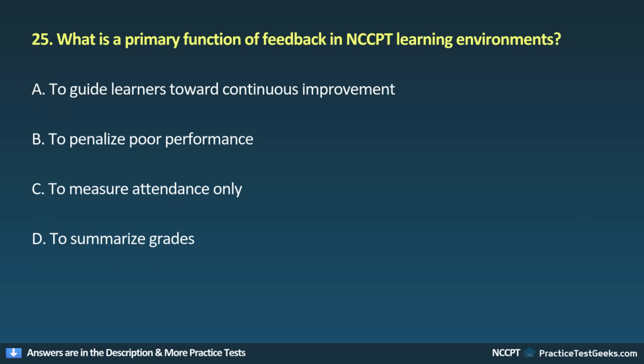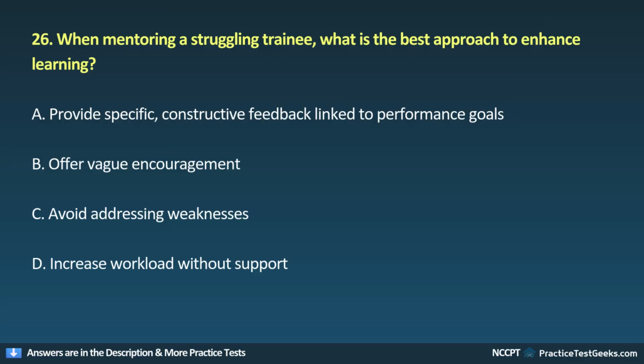25. What is a primary function of feedback in NCCPT learning environments? A. To guide learners toward continuous improvement. B. To penalize poor performance. C. To measure attendance only. D. To summarize grades.